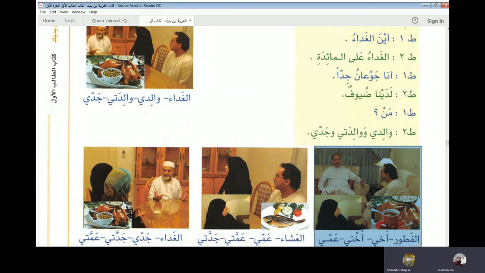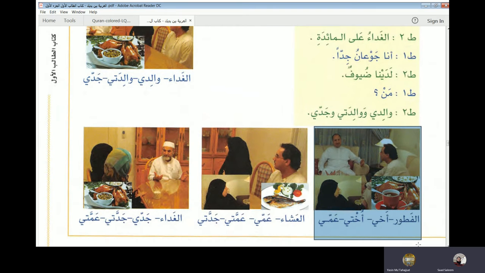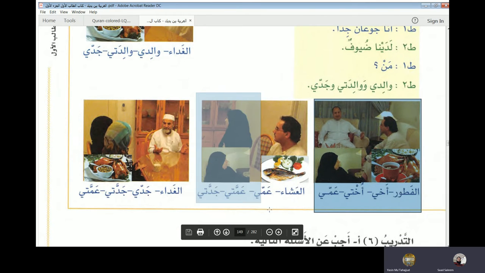Ayn al-Faturu. Okay, Ayn al-Faturu. Al-Maidati. And Jawanu Jidden, Ledena Duyufun Men Wa Ahi. Ahi, that's Ahi. Oh, okay. Ahi Wa Ukti wa ammi, my brother, my sister, and my uncle.